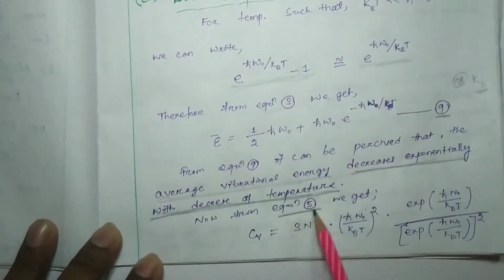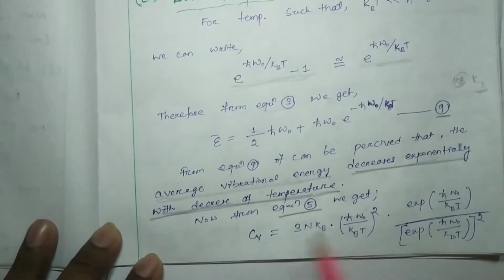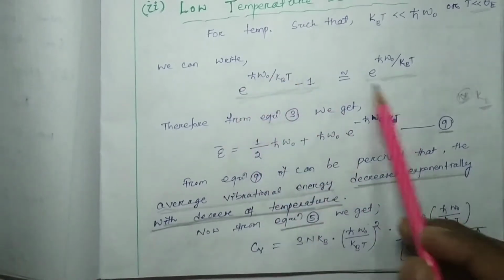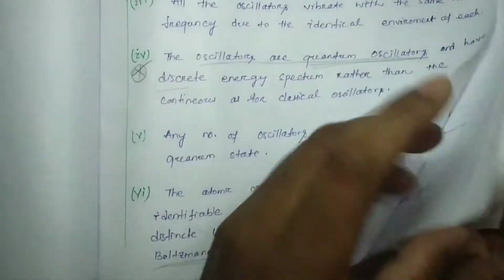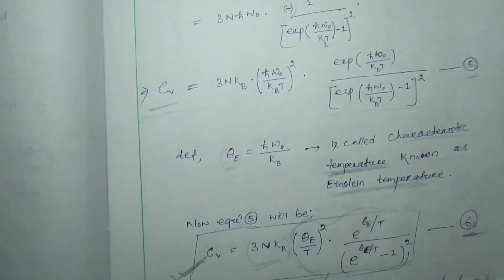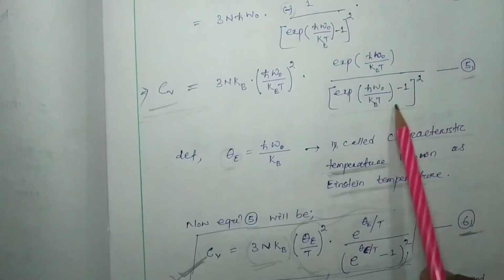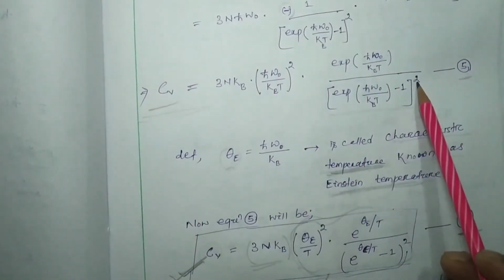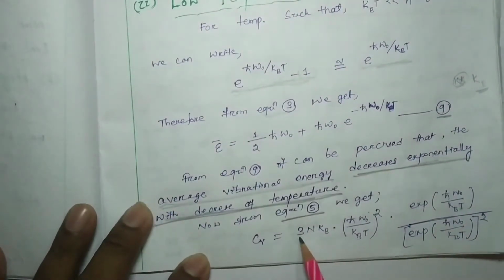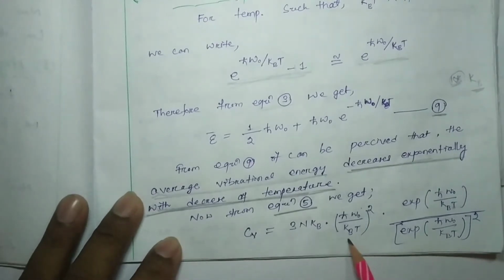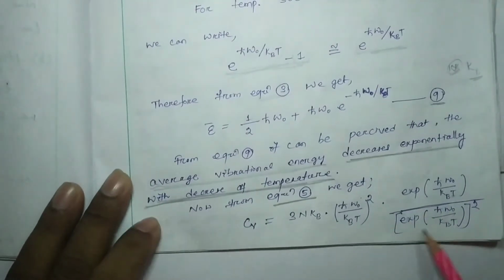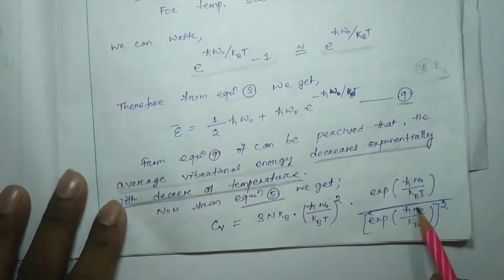Now from equation number 5, what will Cv be? See, instead of this one we are going to consider this one for equation number 5. You can check, equation number 5 is this one. So in equation number 5, this expression is going to be considered as only this much square. So this will get cancelled, and Cv will be 3n KB into H cross omega 0 by KBT square into exponent of H cross omega 0 by KBT divided by exponent of H cross omega 0 by KBT whole square.